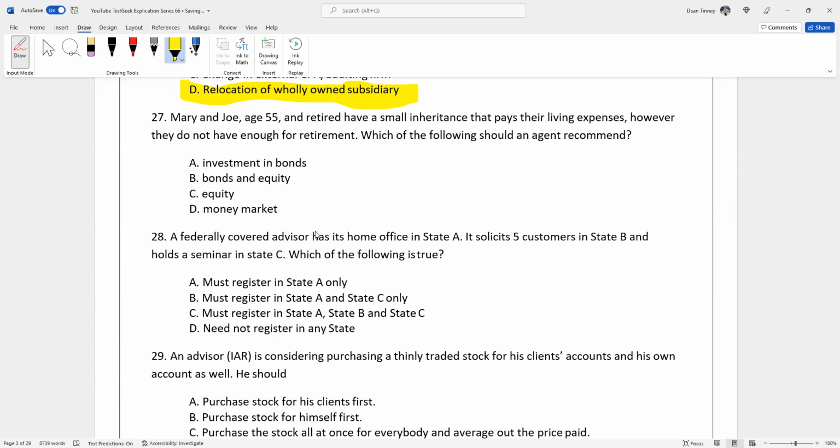It looks like to me, I like bonds and equity. I think that's the one I would choose. Equity, a little too risky. Money market is for short-term parking spot for money, not really so much as an investment. It is something you're parking money in. So I'm going to go for B there.